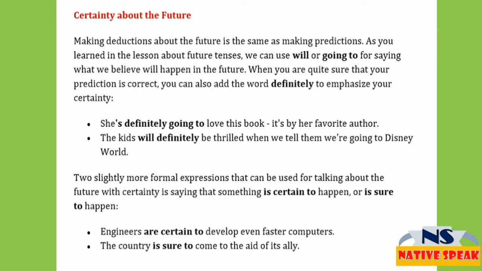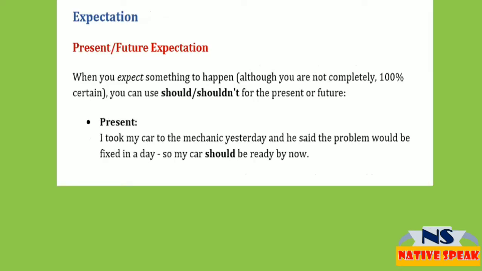Two slightly more formal expressions that can be used for talking about the future with certainty are saying that something is certain to happen or is sure to happen. For example, engineers are certain to develop even faster computers. The country is sure to come to the aid of its ally.